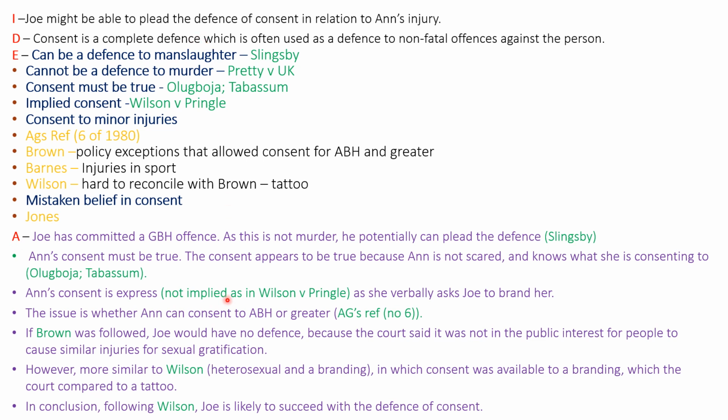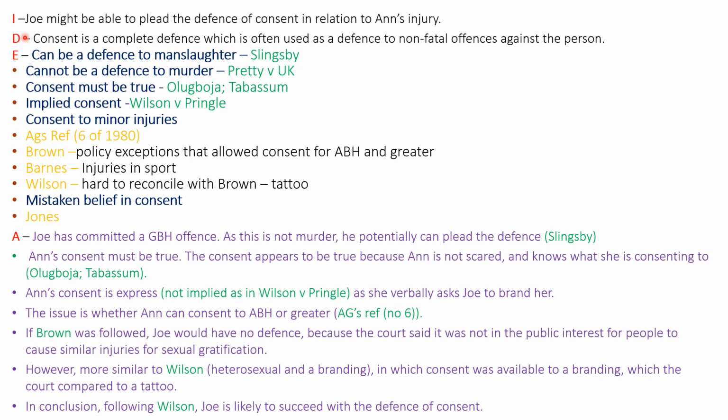But obviously in the exam, you need to be writing in full sentences and fully explaining the principles from the cases that you mention. So let's look at the answer then. So I've identified my defendant and my victim and the defence that I'm going to be applying by saying that Joe might be able to plead the defence of consent in relation to Anne's injury. And because I've identified consent as being relevant, that's what I need to define in the second step.